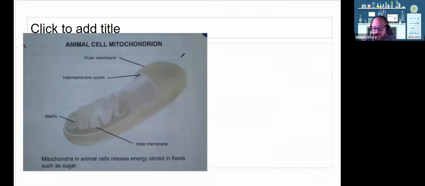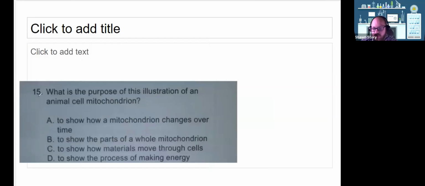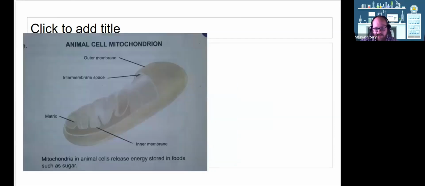Here's the mitochondria itself. And so again, you might actually in a nursing program get even deeper in the actual structures of the mitochondria, the different parts, and how it creates the energy, what proteins it makes, the whole process of how it does that. Okay, here's a few questions about mitochondria. What is the purpose of the illustration on an animal cell mitochondria?